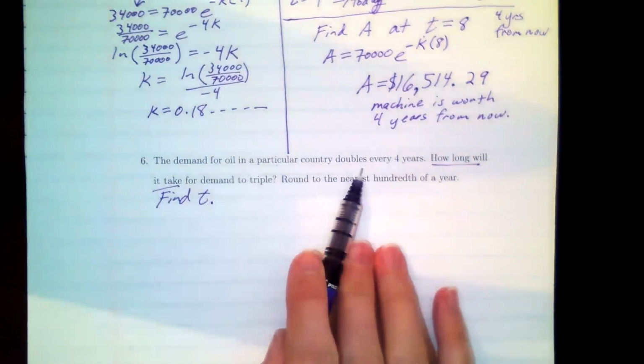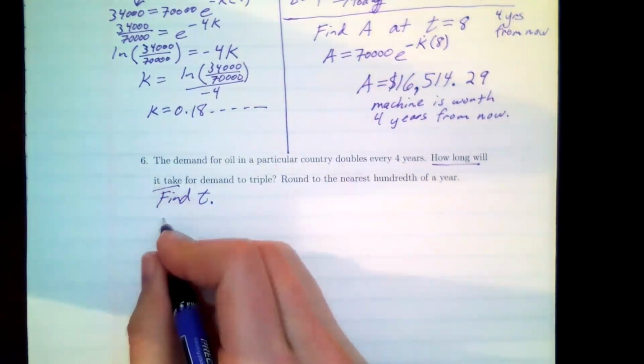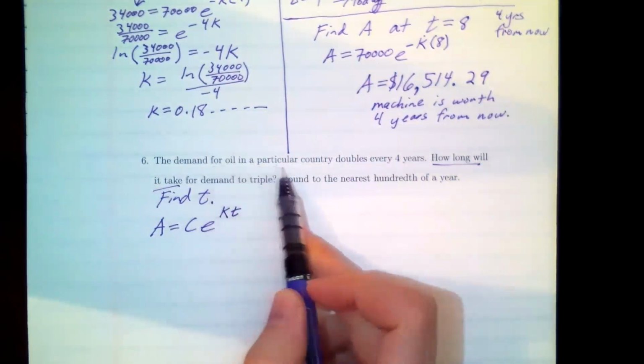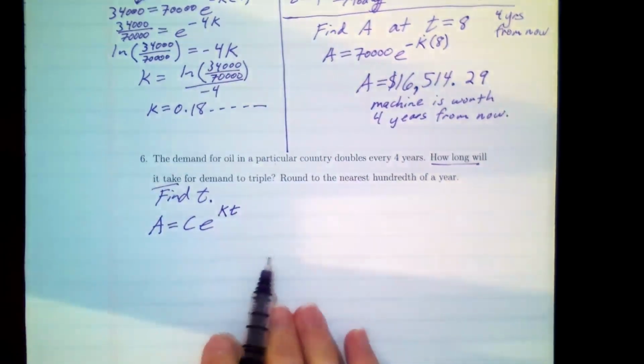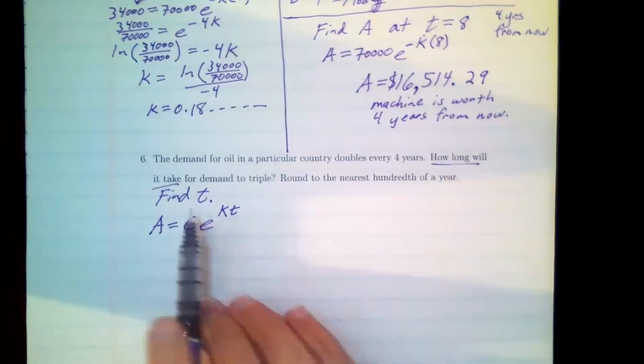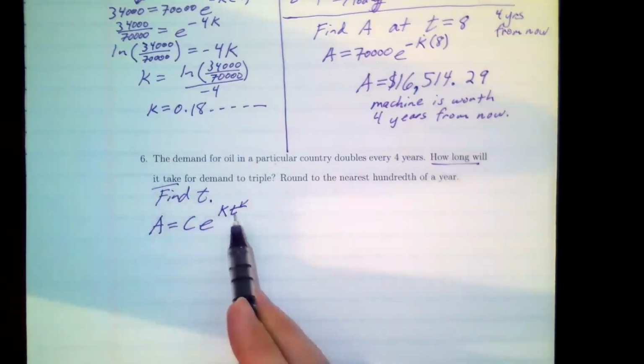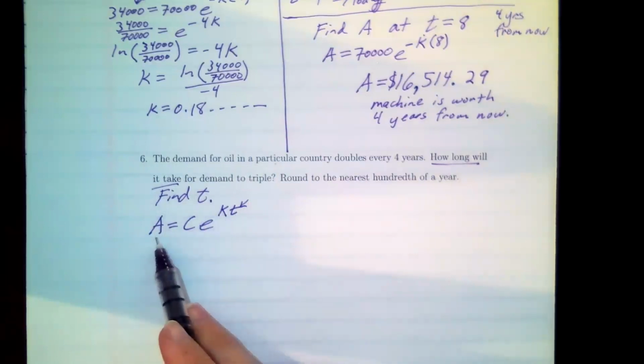Now for this, we have to recognize something here. When they say the demand for a country doubles, it seems clear to me that I'm going to be using the exponential growth model. So I want to be C e to the positive KT because this demand for oil is getting bigger. So I should use the growth model. But if my objective ultimately is to find T in this formula, that means they have to tell me what K, C, and A are. But if we notice here, they didn't tell me what C was or A was.